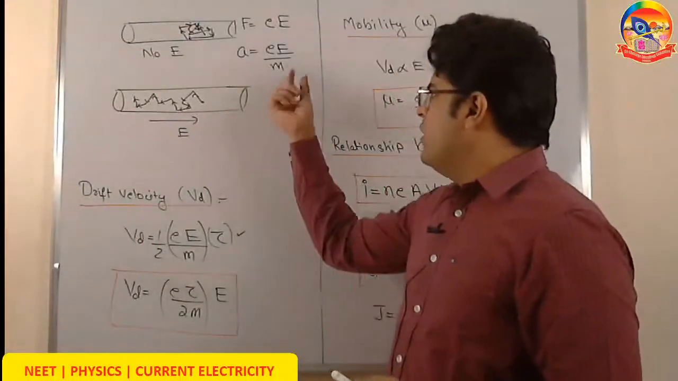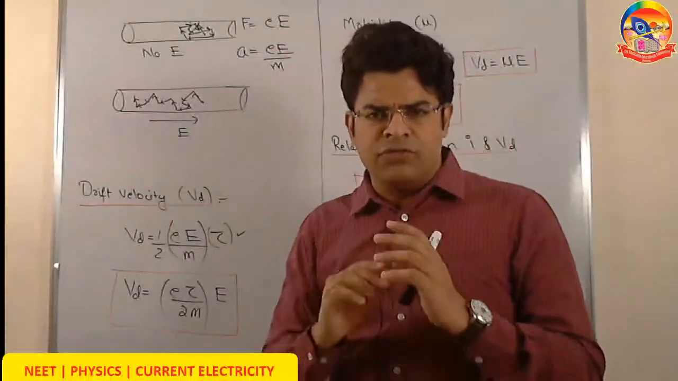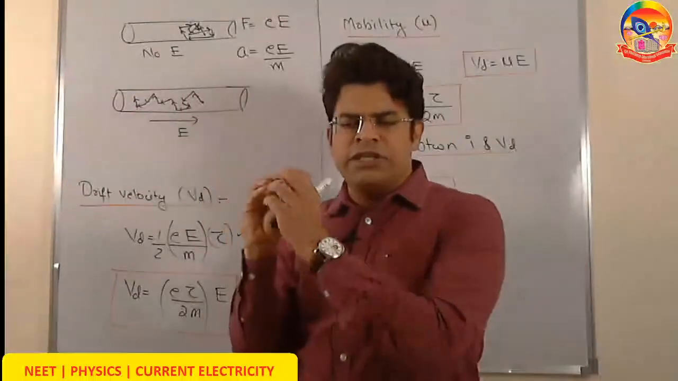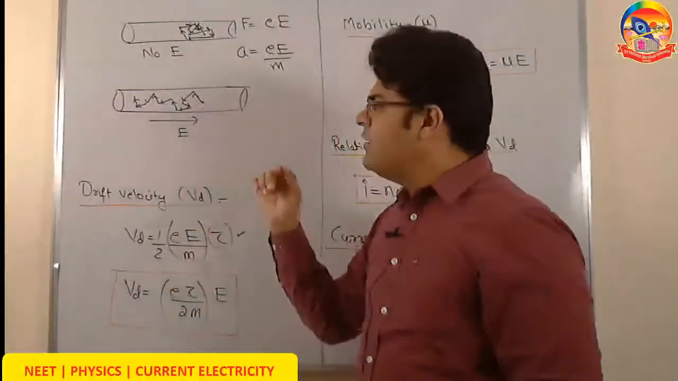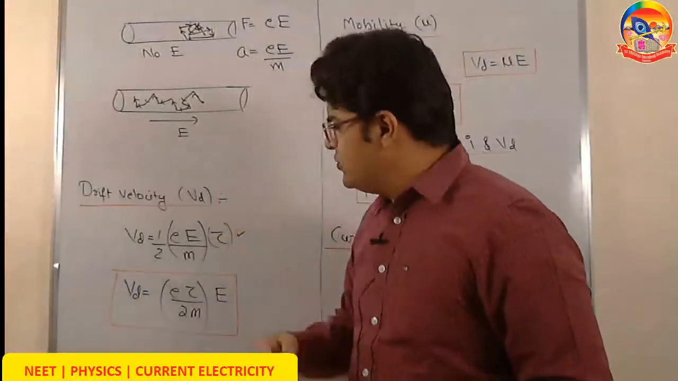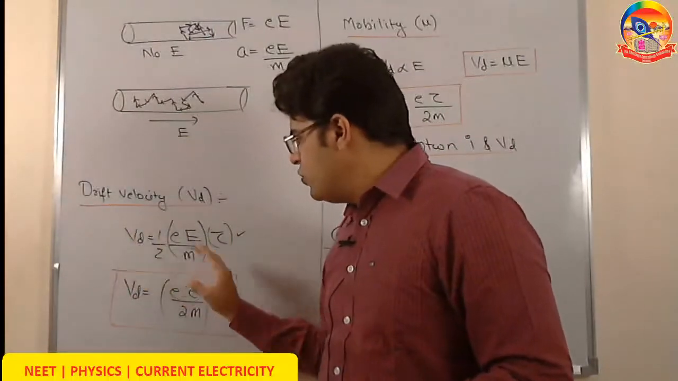So now here, the acceleration is eE by m and the average time gap between two successive collisions is tau. Once a collision happens, the velocity gets randomized. After that, till the time of the next collision, in the time gap tau, the electron again accelerates. So, sir, drift velocity equals acceleration into time.